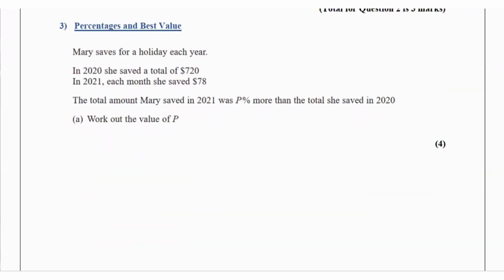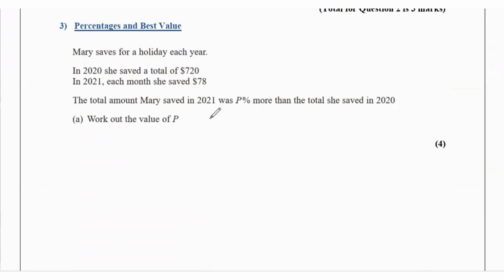Next question says that Mary saves for a holiday each year. In 2020, she saved a total of $720. In 2021, each month she saved $78. The total amount Mary saved in 2021 was P% more than the total she saved in 2020. Work out the value of P.